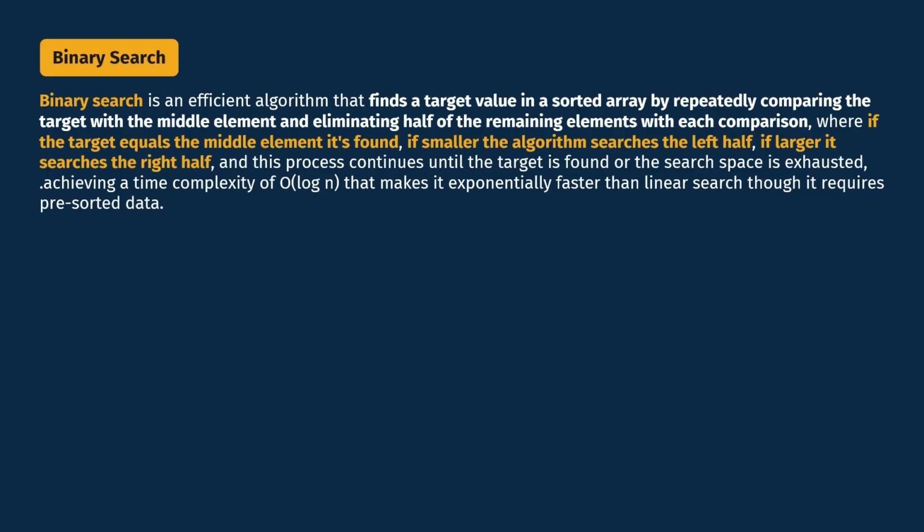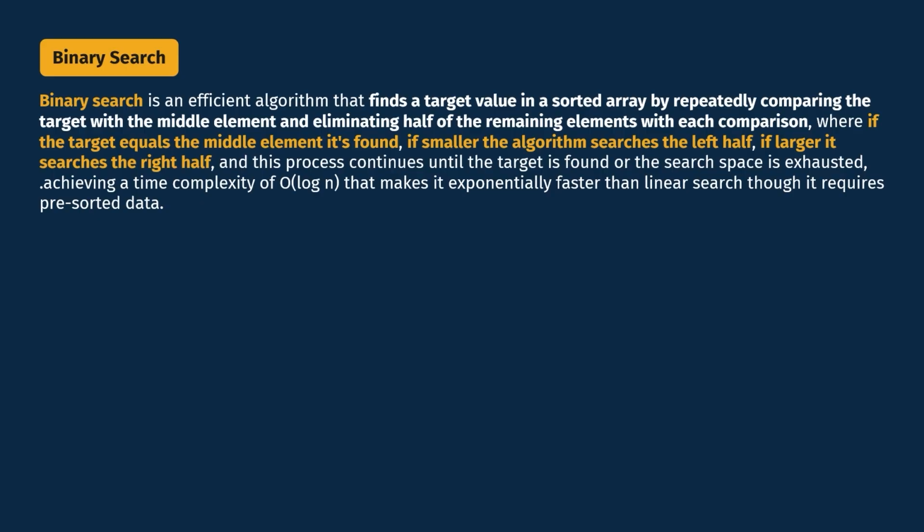Now here is how it works. If the target equals the middle element, it is found. If the target is smaller, the algorithm searches the left half. If the target is larger, it searches the right half. This process continues until the target is found or the search space is exhausted. This achieves a time complexity of big O of log n, which makes it exponentially faster than linear search. However, it requires pre-sorted data to work correctly.